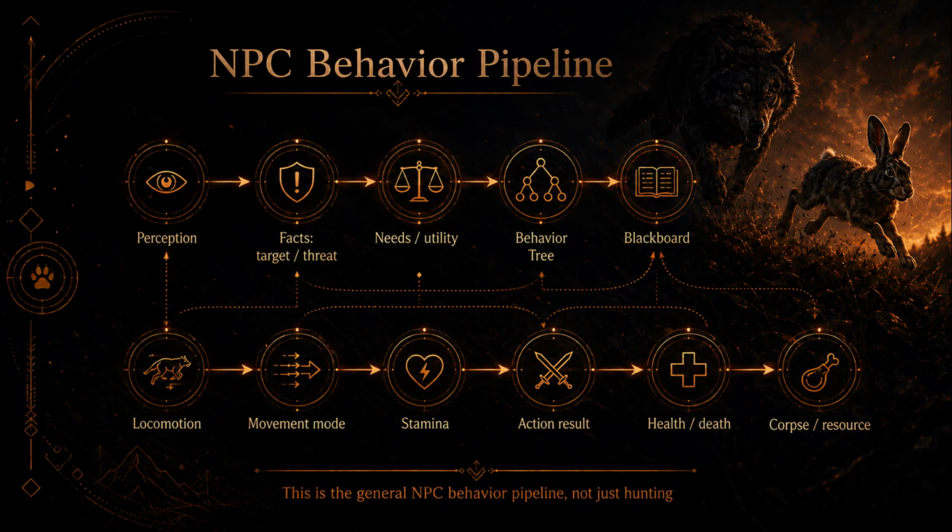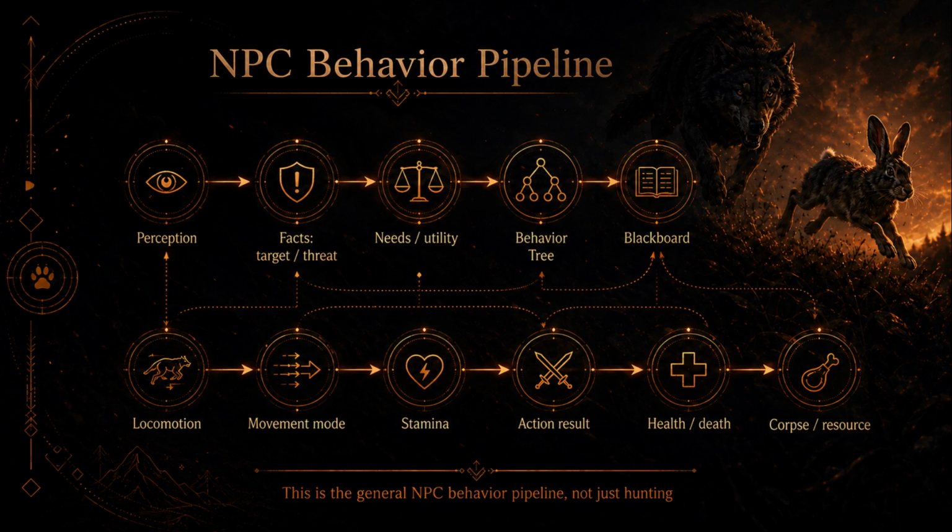The second layer is target and threat facts. This means that behavior doesn't receive only raw objects from perception. It receives more useful data, like the current target, the current threat, the position, the distance, and the direction. This is important because the behavior system shouldn't search the whole world by itself every time. It needs prepared facts that it can work with.